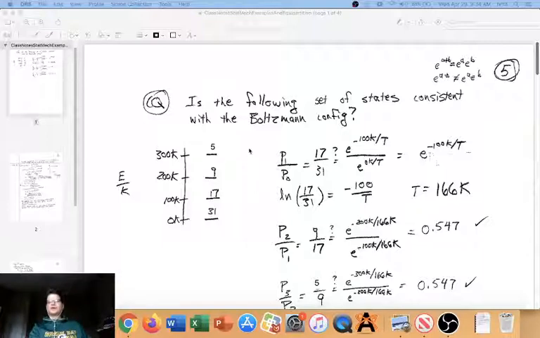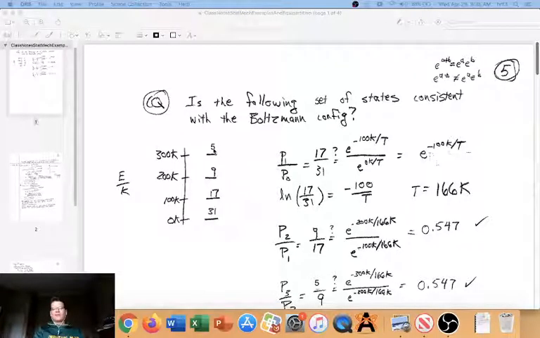So this first one, it's just a problem that you could have. Is the following set of states consistent with the Boltzmann distribution? You can see here we have the energy of some different states divided by the Boltzmann constant, so you end up with different energy levels being degrees Kelvin, or temperature in Kelvin. We have a ground state, first excited, second excited, and then the highest state here.